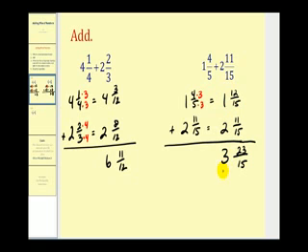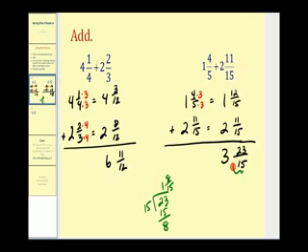Now we can't leave our answer like this because 23/15 is an improper fraction. So we need to convert this improper fraction to a mixed number and then add it to 3. Let's go ahead and do that. Remember, the procedure for that is to perform long division. We'll take 23 and divide by 15. Well, there's 1 15 in 23. Our remainder is 8. So that tells us that 23/15 is the same as 1 8/15.